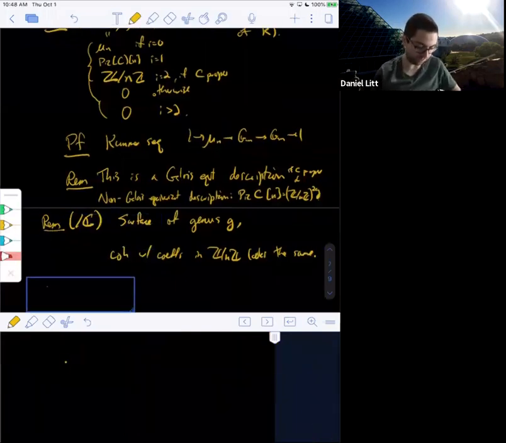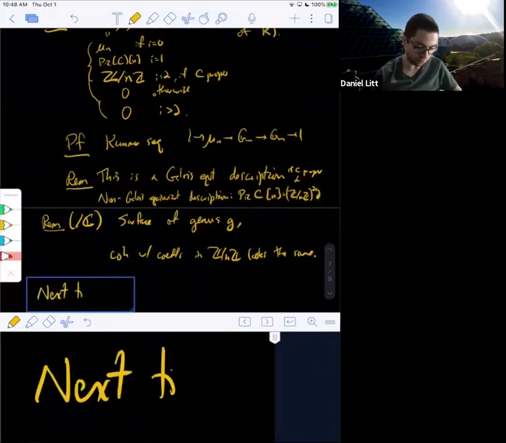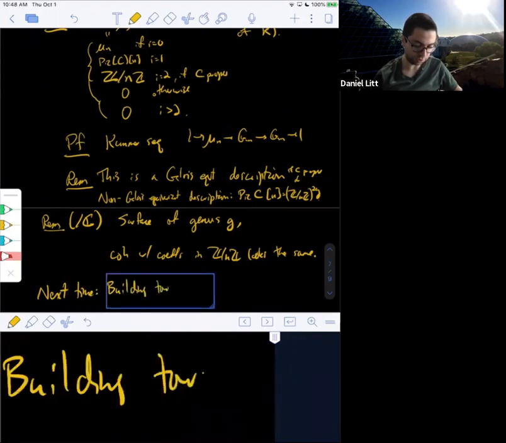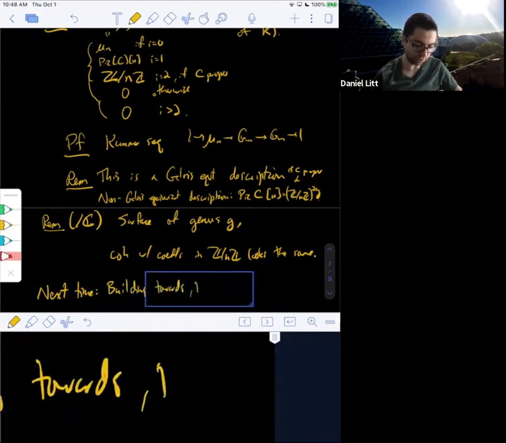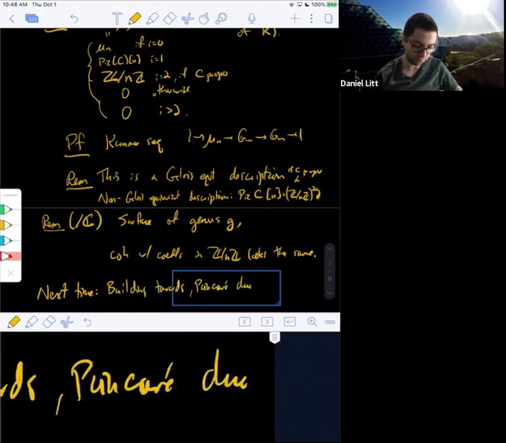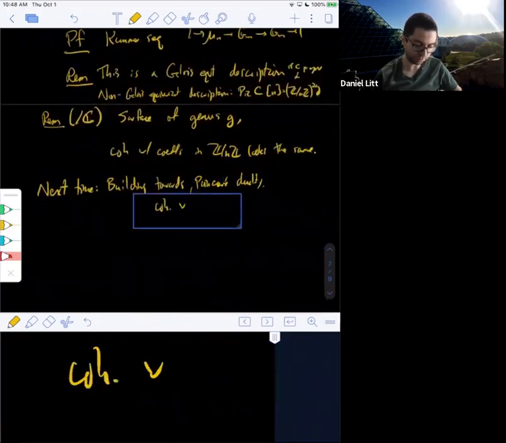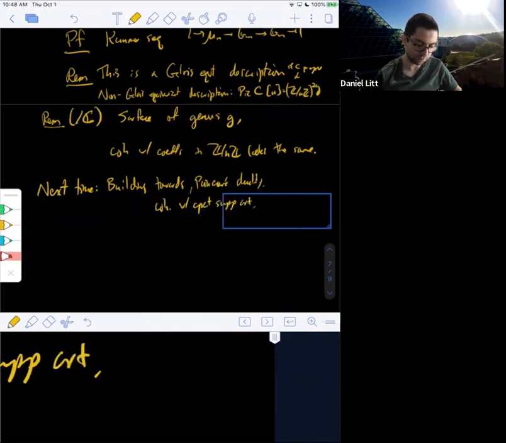So next time we're going to start building more tools. We're going to start building towards Poincaré duality, cohomology with compact support, and understanding something about the cohomology of higher dimensional varieties. All right. So we have 1 minute left. Any questions?